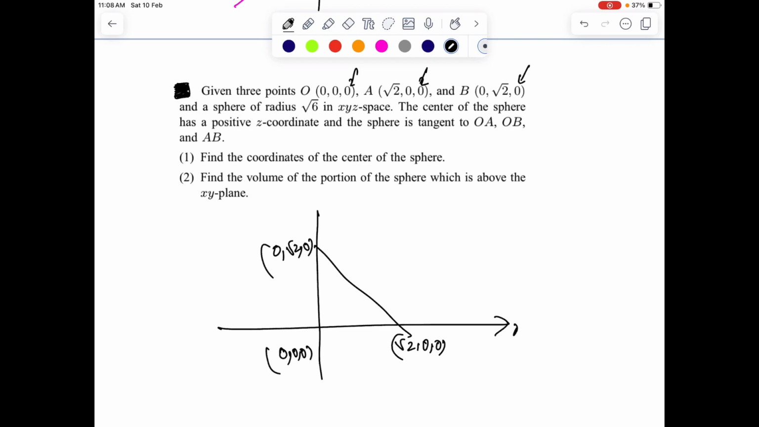We have root 2, 0, 0; 0, root 2, 0; and 0, 0, 0. So let's say this is the x-axis, y-axis, and the z-axis is above. Okay. So now we have a sphere of radius root 6 in xyz space. The center of the sphere has a positive z coordinate, so it's along this direction. And the sphere is tangent to OA.